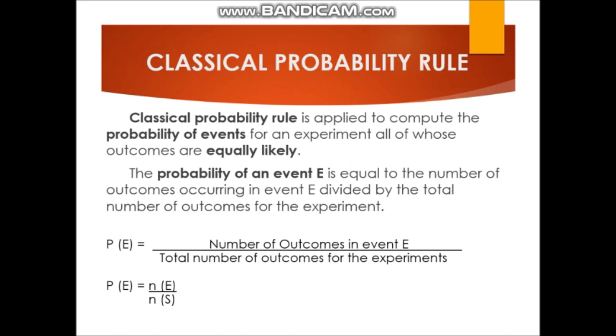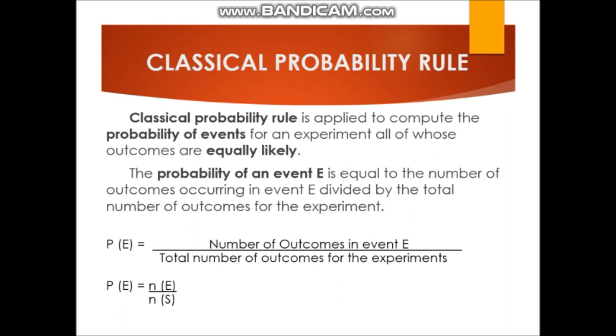So, ibig sabihin, every element in a sample space has an equal percentage or equal probability. And the probability of an event is equal to the number of outcomes occurring in an event divided by the total number of outcomes for the experiment. So mean to say, for us to be able to get the probability of an event, that is just simply number of events divided by the number of sample space.